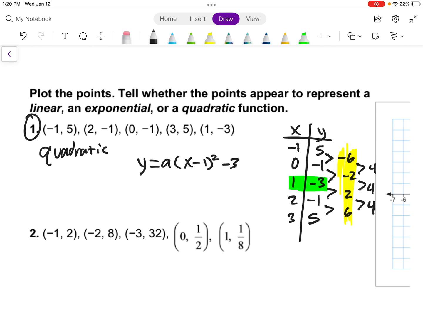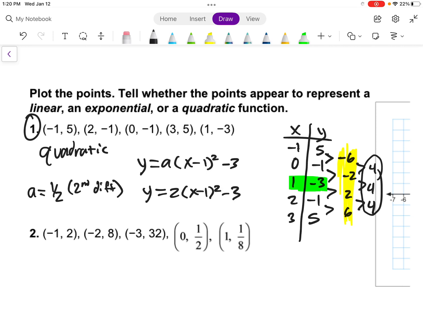Now we can figure out what a was by plugging another point in. But here's another really cool trick: if I come over to that second difference, a will always be equal to half of whatever that is. So it's half of your second difference. If my second difference was 4, half of that is 2, so I automatically know what a is equal to. That's not the only way to get it, but it's a little trick where you can come up with it pretty quickly. All right, let's try this next one.